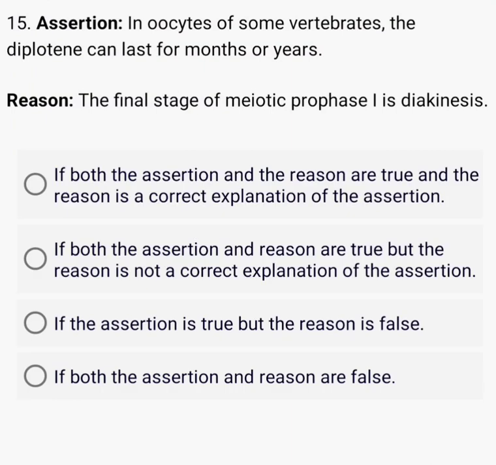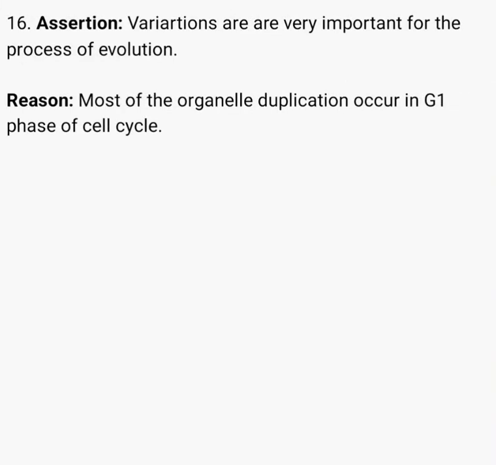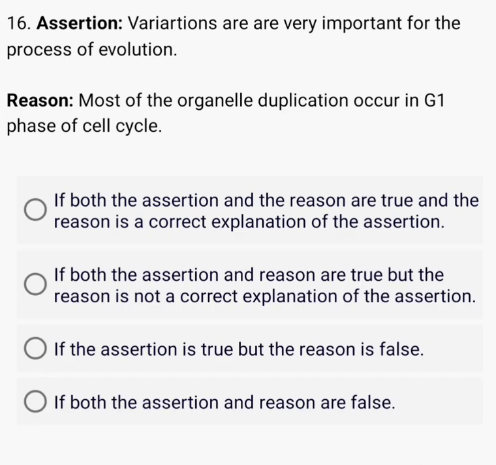In oocytes of some vertebrates, the diplotene can last for months or years. Reason: the final stage of meiotic prophase is diakinesis. Right. Assertion: variations are very important for the process of evolution. Reason: most of the organelle duplication occurs in G1 phase of cell cycle.